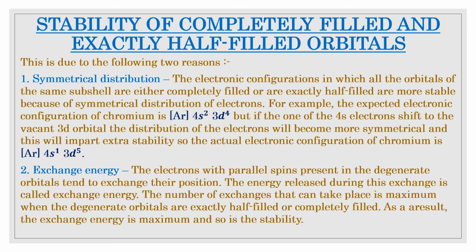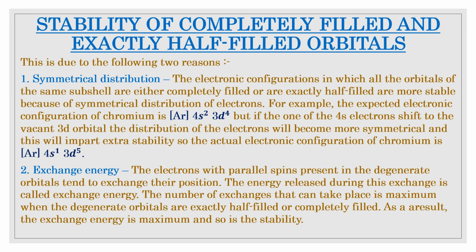Just now we have discussed chromium. Initially for chromium you have seen that it is 4s2 3d4. So 4s2 has 2 electrons and 3d has 4 electrons. To gain stability, one of the 4s electrons jumps over to the 3d orbitals, the fifth orbital of the 3d subshell. After shifting over there, the configuration is 4s1 3d5.